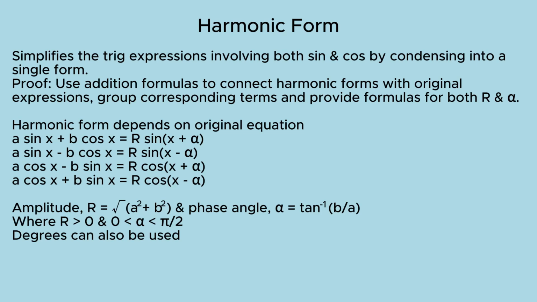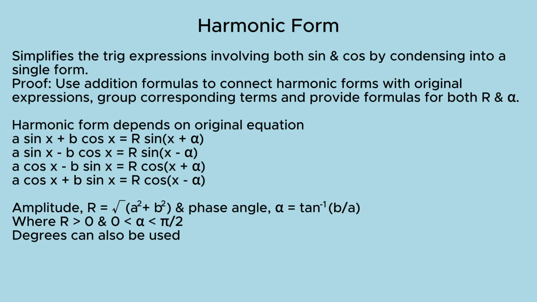The proof is you use addition formulas to connect harmonic forms with the original expressions. Then afterward, you group corresponding terms and provide formulas for both r and alpha. So r is simply the amplitude of the harmonic function, and alpha is the phase angle. So the harmonic form depends on the original equation. For example, if your expression starts with a sine, then your harmonic form must start with a sine, and the sign is also important since you're going to use the addition formula.